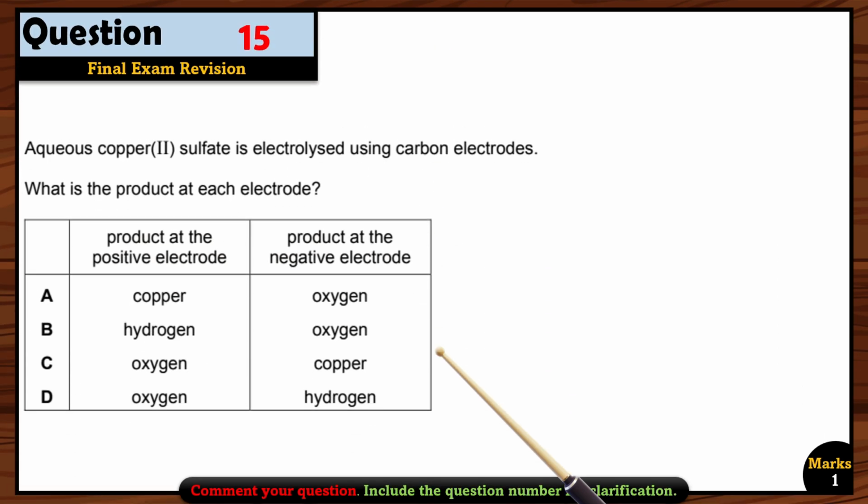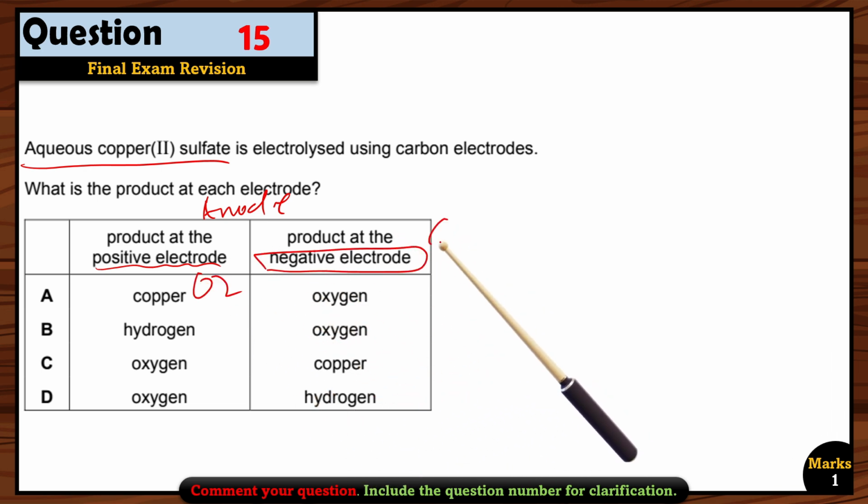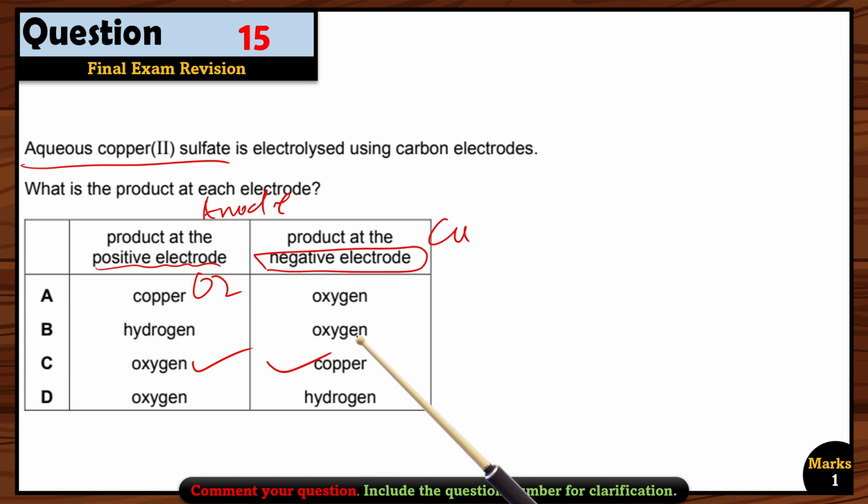Question 15. Aqueous copper sulfate, again we have, is electrolyzed using carbon electrodes. What is the product at each electrode? So product of the positive electrode. Positive is our anode, right? So of course you are going to get oxygen here. And at the negative electrode, the cathode, you are going to get copper. So copper and oxygen, yes, these are the two right options. So option C is the right option.